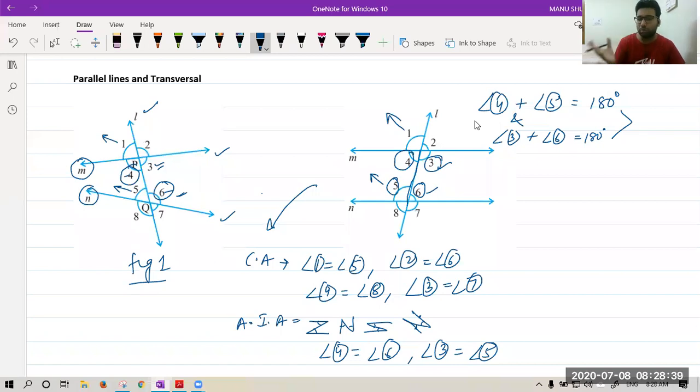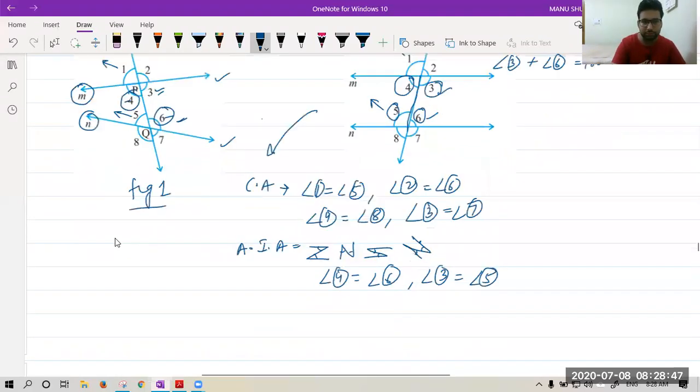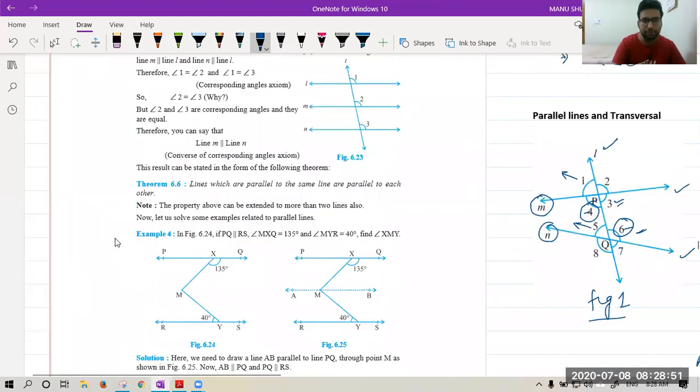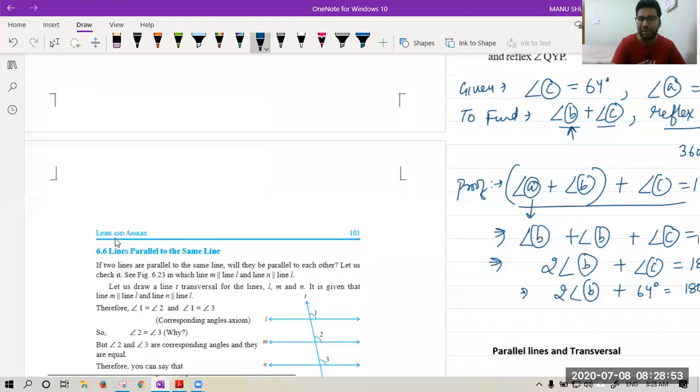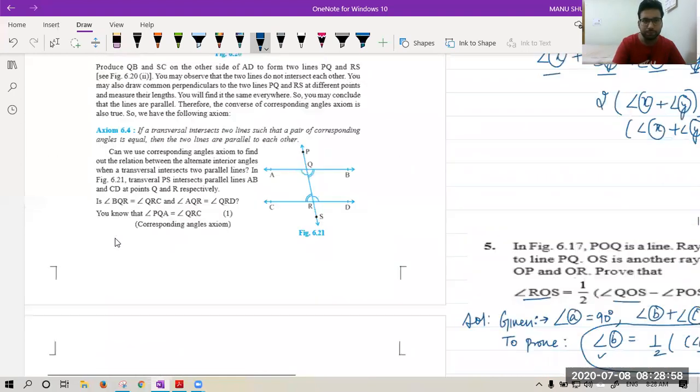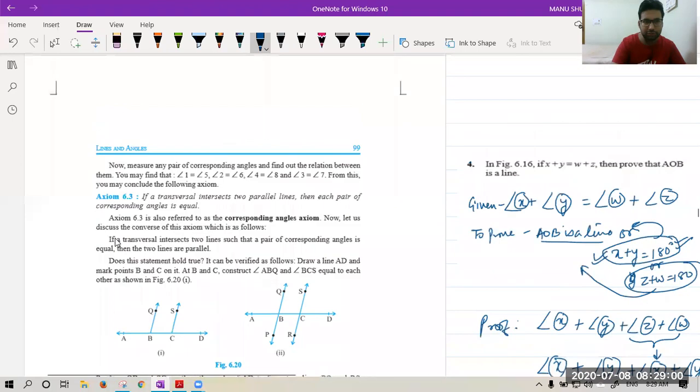Now there are some theorems we are going to study. Those theorems are simple. The things I told you just now will be over there only. Okay, let's start. You have to write this theorem as it is in your copies. I will try to explain it one by one. So let's start with this one.